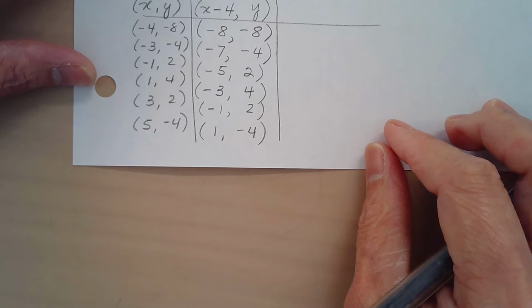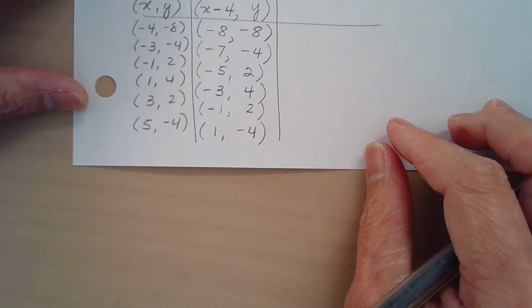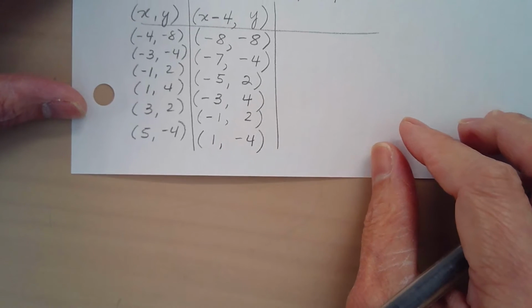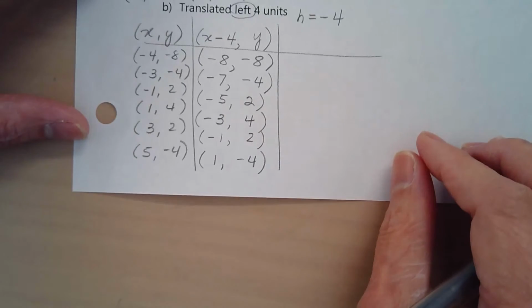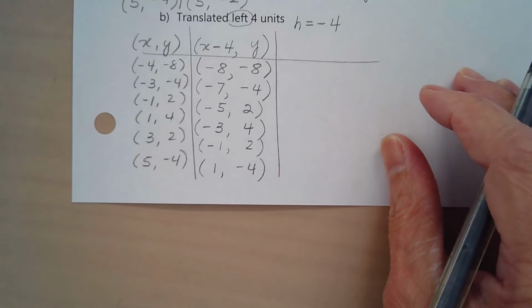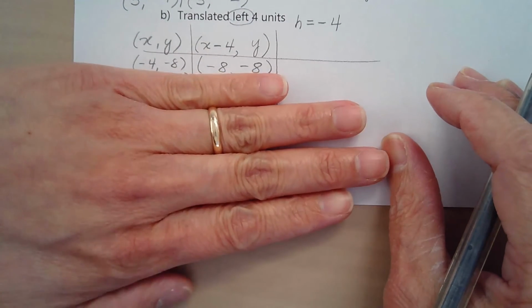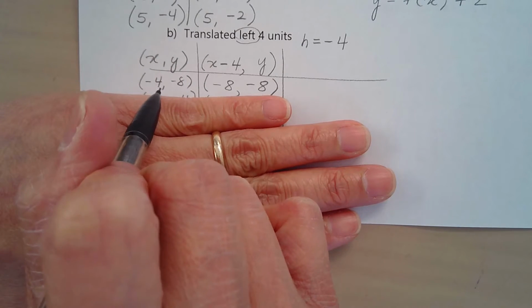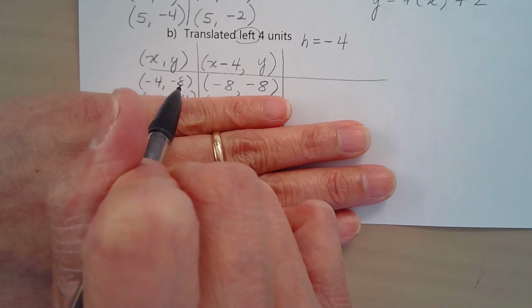Is everybody okay with that one? Minus. Oh, okay, yeah, that's fine. I'm going to repeat the first step. We kept all of the original points on the graph. So -4, -8.